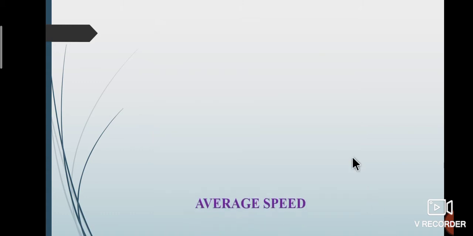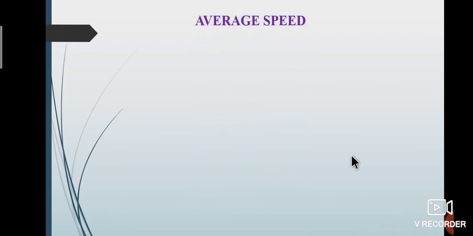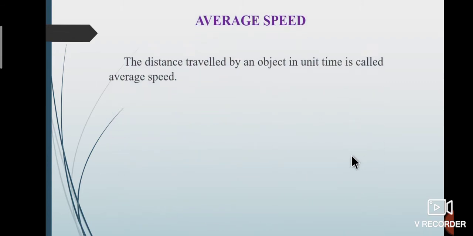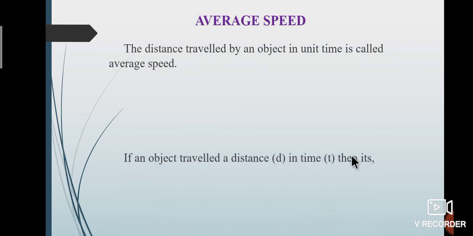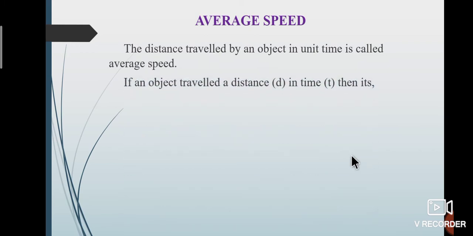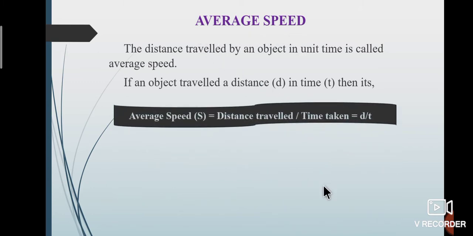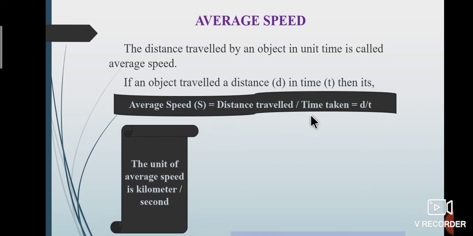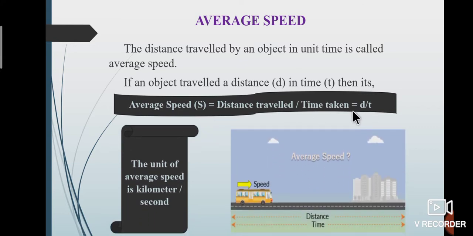Now, we can calculate average speed. What is average speed? The distance traveled by an object in unit time is called average speed. Distance is denoted by small d, time by small t. Then average speed S is equal to distance traveled divided by time taken. That is, S is equal to d by t. The unit of average speed is kilometer per hour. Sometimes we use units like centimeter per second also.